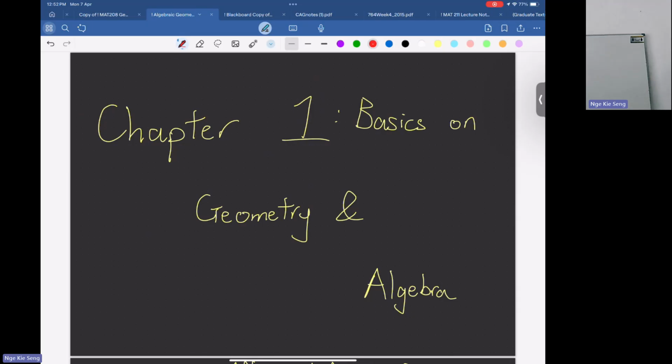Then we'll do a bit of algebra. What kind of algebra? I will do a little commutative algebra so that later on we can use it when we reach the Hilbert basis theorem. So we'll split up: geometry first, pure geometry, then pure algebra, and only then we combine. I suspect this process will take about 4 to 5 weeks. It's quite a big topic.